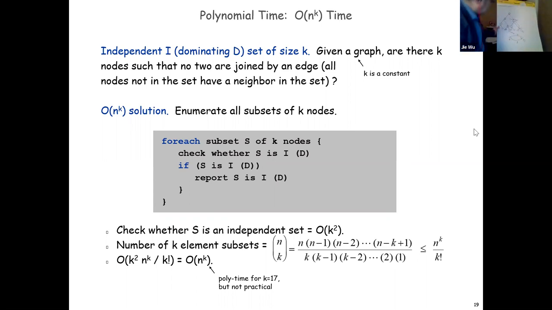So all you need to do is draw a graph. It doesn't really matter. Like this. Can you see it? So imagine this is a social network. Social network means that you have friends. Independent set means that you select a set of nodes, but they cannot be neighbors. Okay, so this is one independent set.